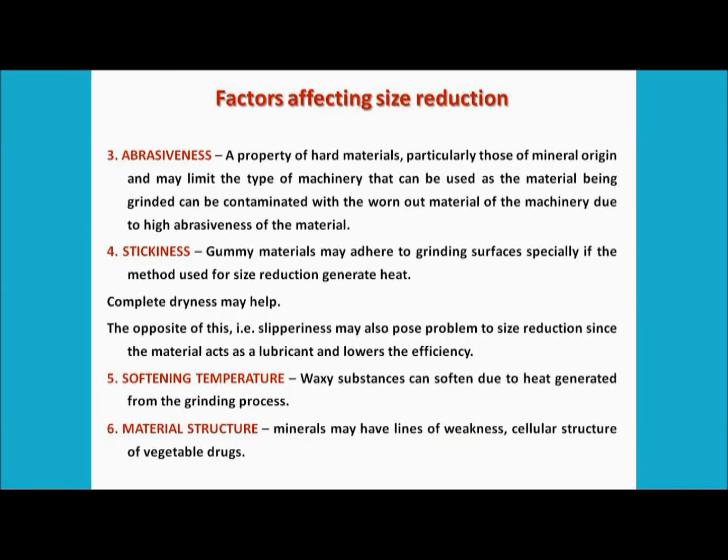The next one is the material structure. Minerals generally have lines of weakness. A mineral particle generally has lines of weakness. If you apply pressure on the lines of weakness, it will immediately rupture or break down. Similarly, the cellular structure of vegetable drugs also affects the size reduction of the vegetable drug.